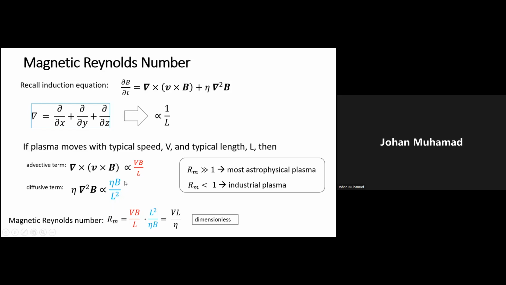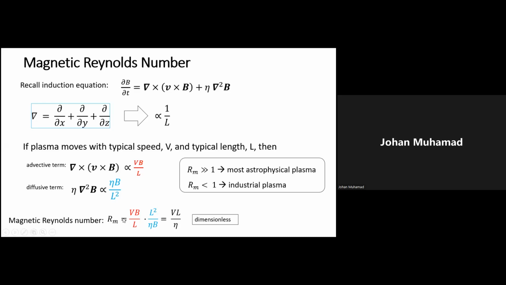So you know that the plasma and magnetic fields can diffuse and change to other forms, or they can mix or unite with each other. But the advective term means that there's some kind of rotation and turbulence there. So this ratio between the advective term and the diffusion term is called the magnetic Reynolds number.